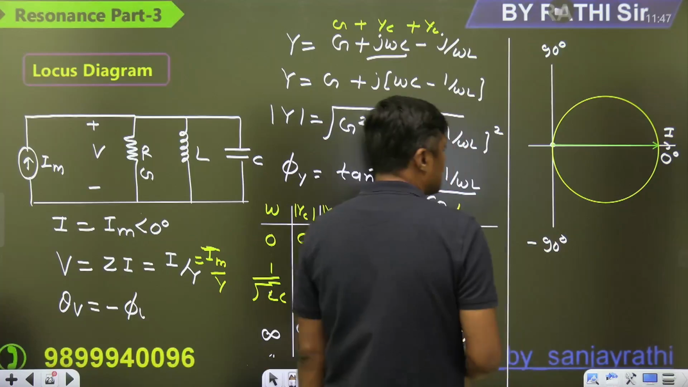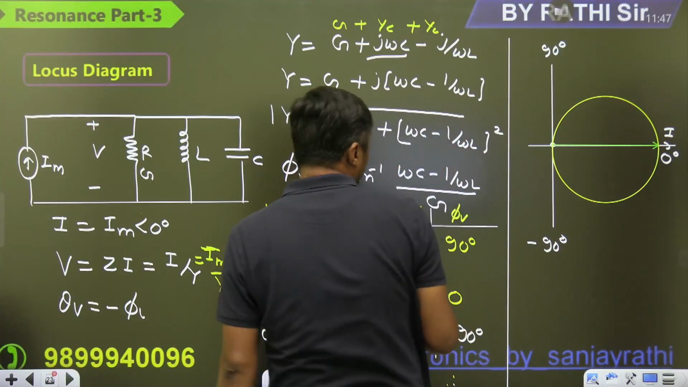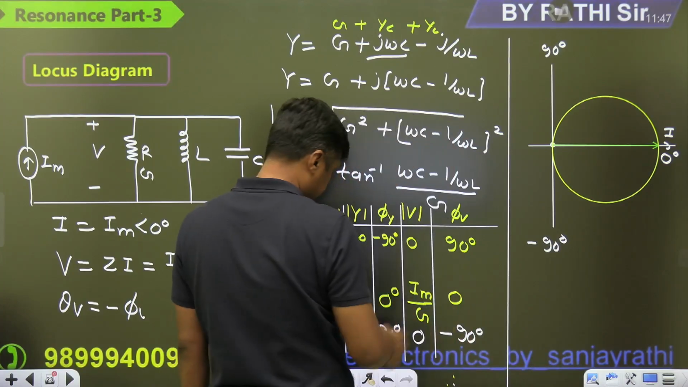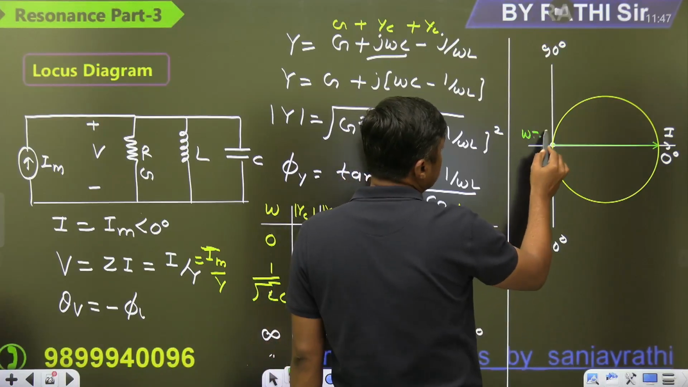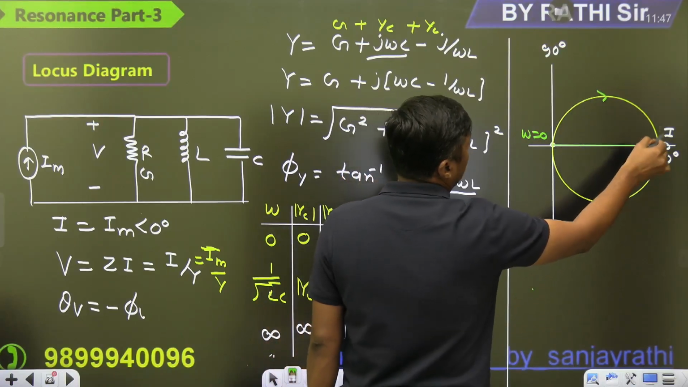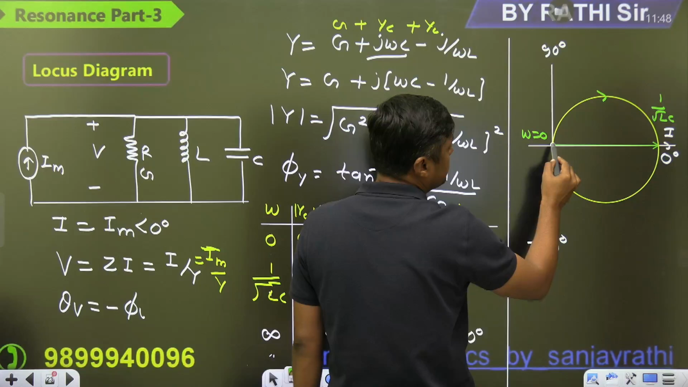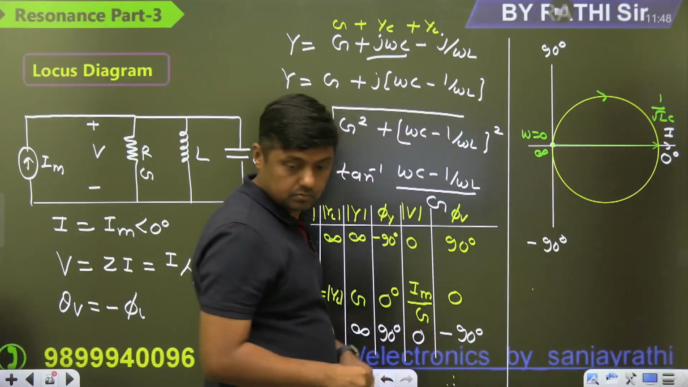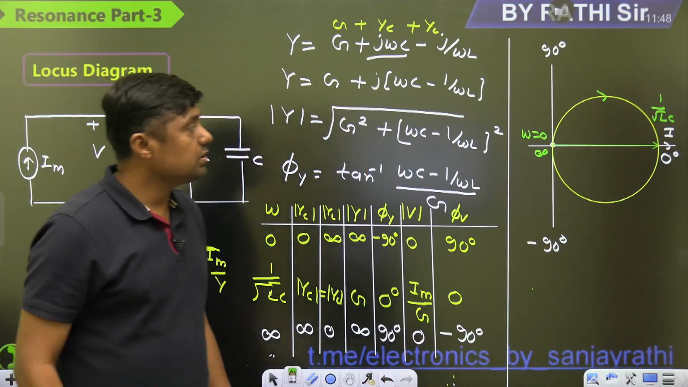Yes, this is a circle. Now here omega will vary. Here the value of the omega is 0, reaching up to resonance frequency, and again it becomes infinity. Okay, is there any doubt?